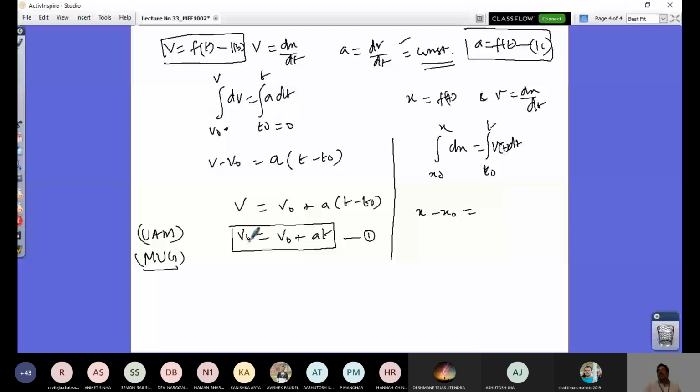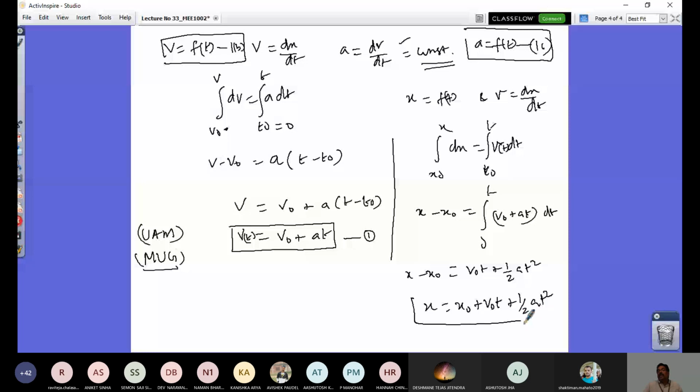If I substitute that, integrating 0 to t of v naught plus at dt, then I will have v naught t plus half a t square as x minus x naught. So x will be x naught plus v naught t plus half a t square. So this is my second equation, again a second primary motion equation, where x appears as a function of time explicitly, and here a is constant. That's all for this special case we are deriving.